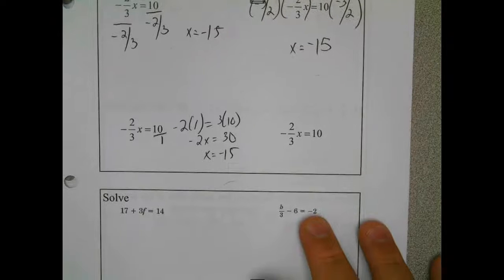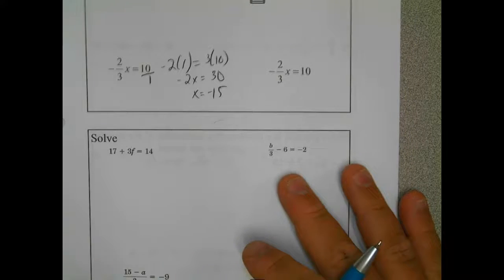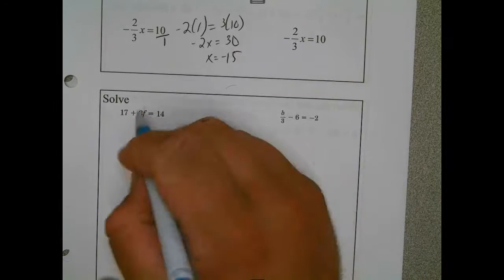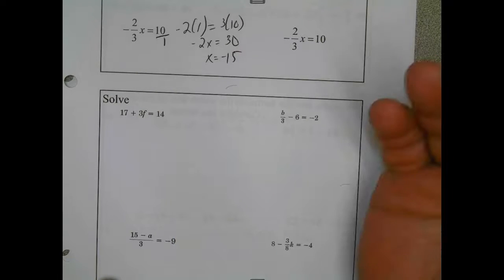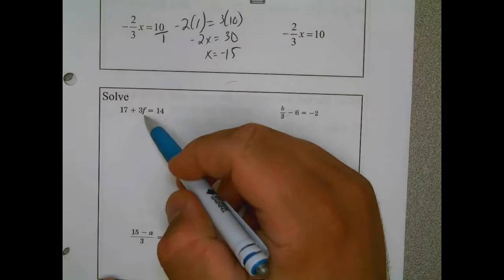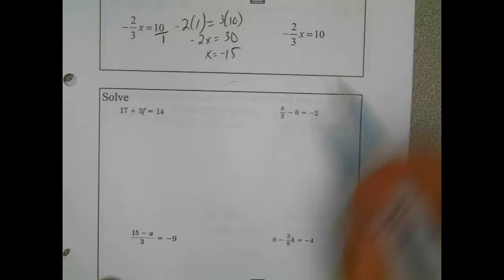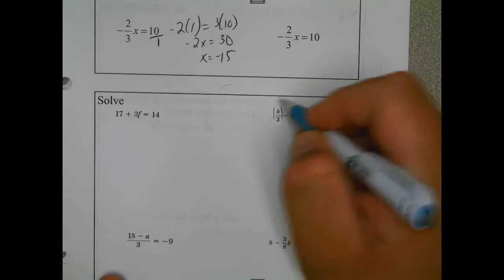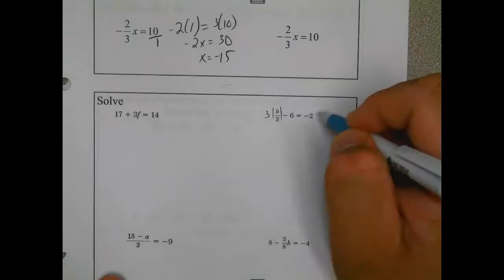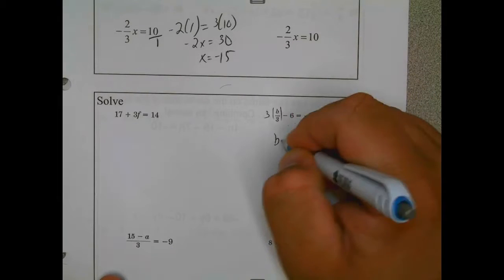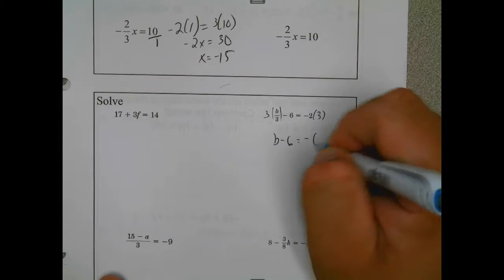But what that eventually leads to is basically a 2-step. And so in a 2-step, you could have a fraction, so you have to get rid of it in the same way. A fraction that's attached to a variable always has to be handled first. So in this case, and I'll just go ahead and do this one, I'm going to multiply both sides by 3. And so when I do that, I get b minus 6 is equal to negative 6.